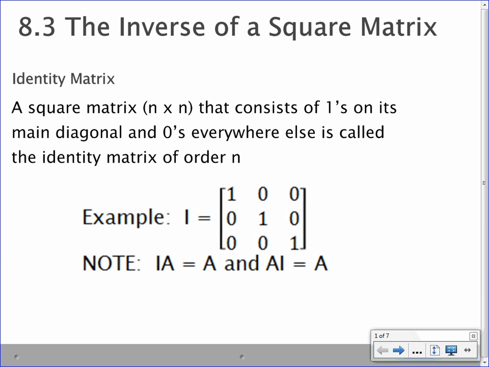What's the multiplicative identity with real numbers? Anything times 1 is itself. Anything times the identity matrix is itself. Notice though the identity matrix is square. We're talking about square matrices. But an identity matrix works like the number 1 does in multiplication with real numbers.